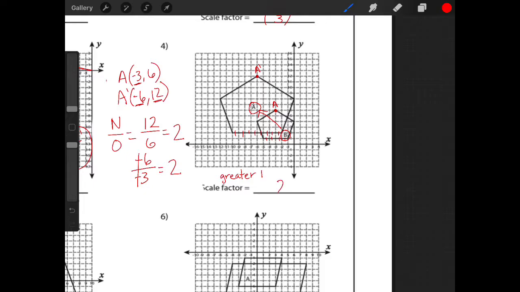One last check I could do is going back to that method that we used in 1 and 2, comparing the new image, which is 1, 2, 3, 4, 5, 6, 7, 8 units long, compared to the original, which is 1, 2, 3, 4 units long. And 8 divided by 4 is, of course, 2. So there's our scale factors.